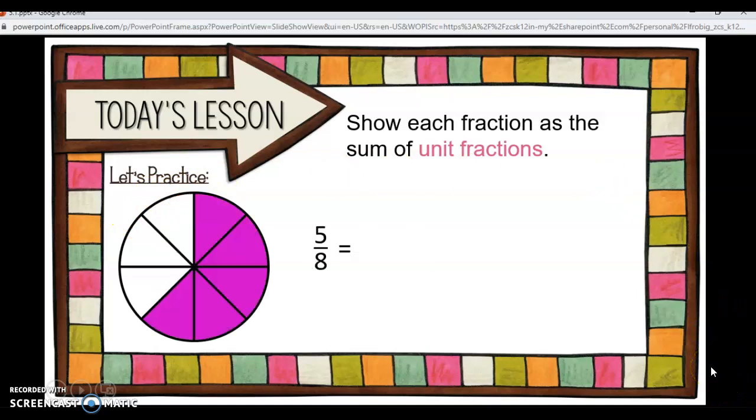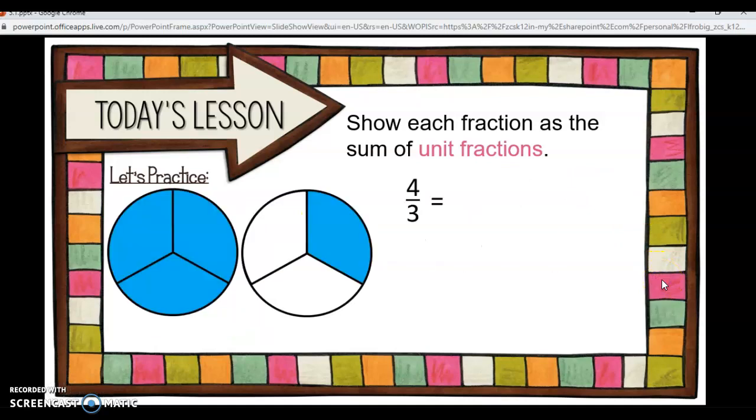Okay, let's try another one. How about 5/8? If I wanted you to show me a fraction as the sum of unit fractions, what would my unit fractions look like? Go ahead and write that down. You should have had 1/8 plus 1/8 plus 1/8 plus 1/8 plus 1/8, right? Because when we count those all up, 1, 2, 3, 4, 5, that is equal to the fraction 5/8. Pretty simple.